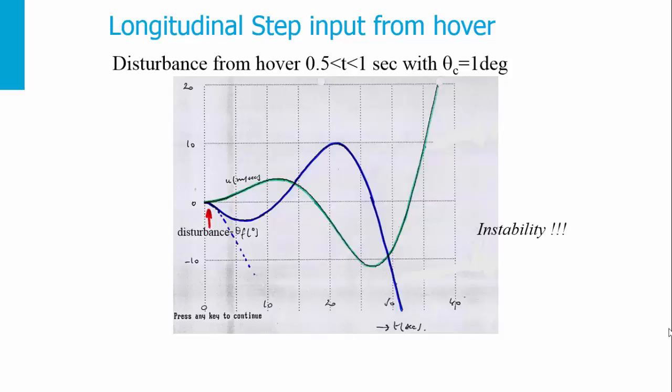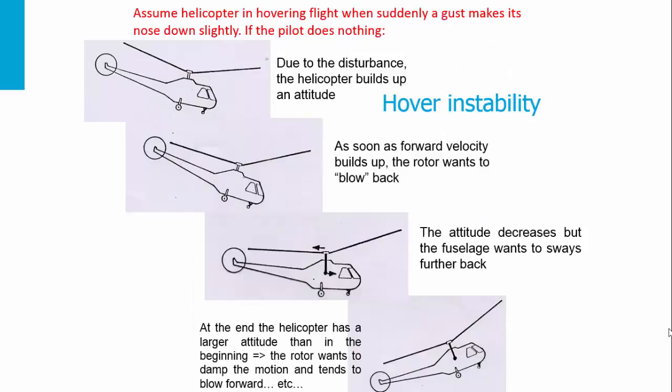What happens with a helicopter in hover? So, assume the helicopter in hovering flight when suddenly a gust makes its nose go down slightly. If the pilot does nothing, due to the disturbance the helicopter will build up an attitude. As soon as the forward velocity increases and the helicopter goes nose down, the rotor will blow back, as we learned that the flapping is always damping the fuselage motion. Then the attitude of the helicopter will decrease, but actually the fuselage will want to sway back.